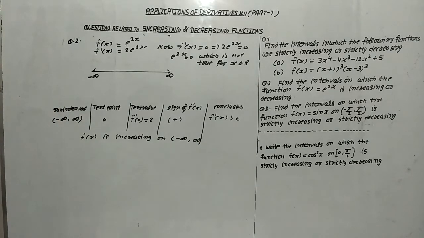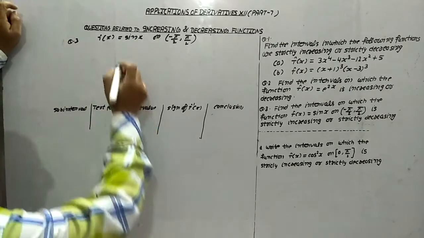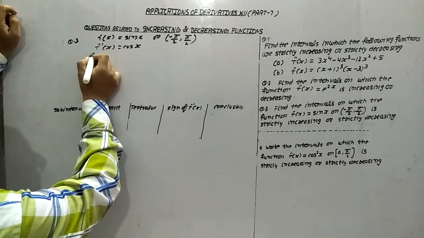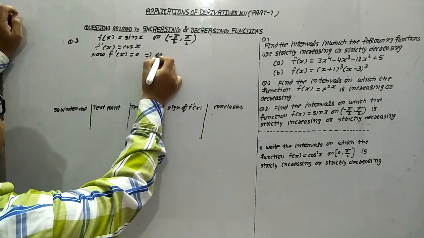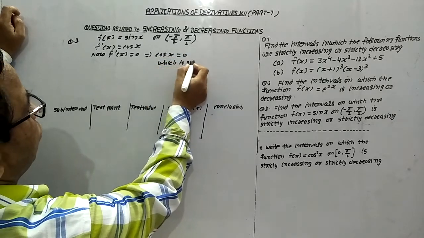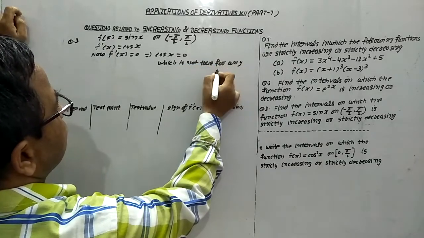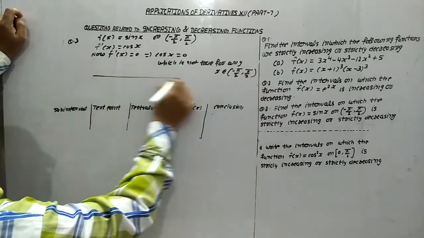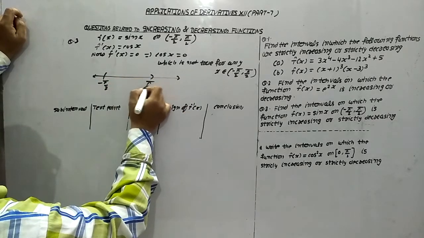Now let's start with question number 3. In this third question we have f x equals sin x on minus pi by 2 to pi by 2. First of all we will find f dash x. It is cos x. Now f dash x equals 0 means cos x equals 0, which is not true for any x belonging to minus pi by 2 to pi by 2. It means the interval will be minus pi by 2 to pi by 2.